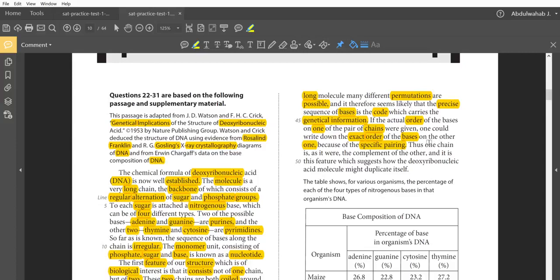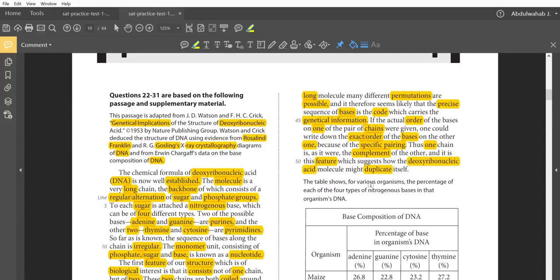Thus, one chain is, as it were, the complement of the other, and it is this feature which suggests how the deoxyribonucleic acid molecule might duplicate itself, how it might replicate or copy itself.